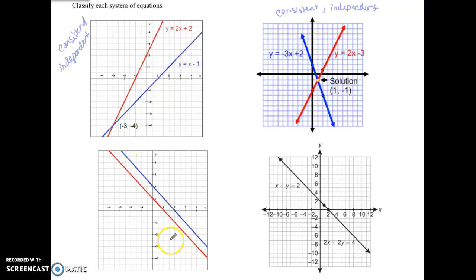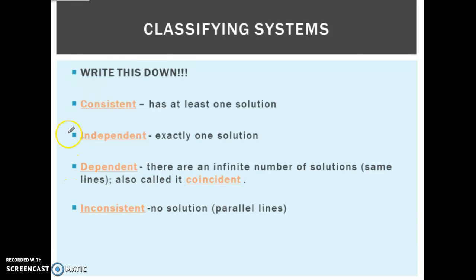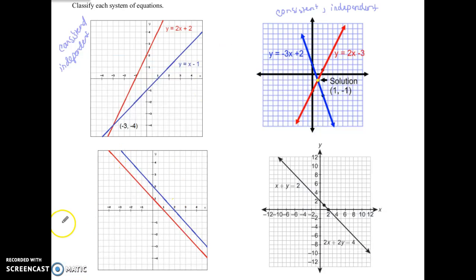This next one, there's not at least one solution because they don't ever cross. These two are actually parallel lines. And they're not independent because there's not exactly one solution. So if you go back to your list, the one where it's parallel lines was inconsistent. Parallel lines means they never cross, so we would label this one as inconsistent. And I'm fine if you use your notes with this. If you can't remember which term goes with which, go ahead and use your notes.